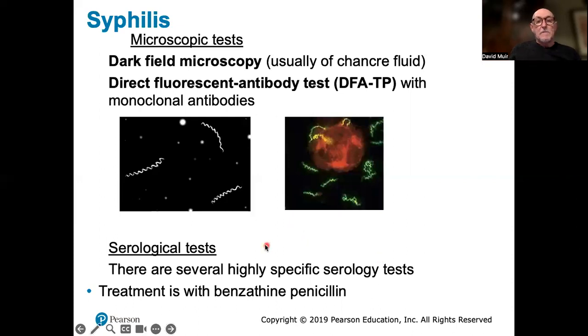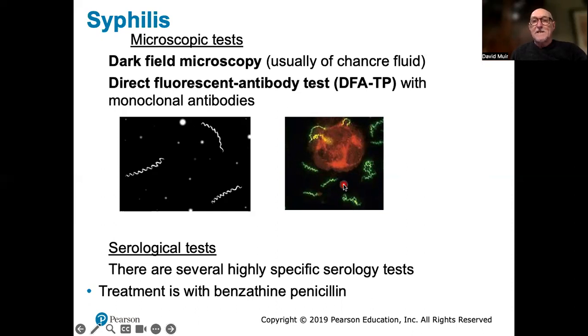So here's what I meant by having a look at the dark field. This is exactly what it looks like under dark field. You see these bright white cells against a dark background. But you can also use a fluorescent antibody test. This I haven't talked to you that much about. Fluorescent antibody tests.